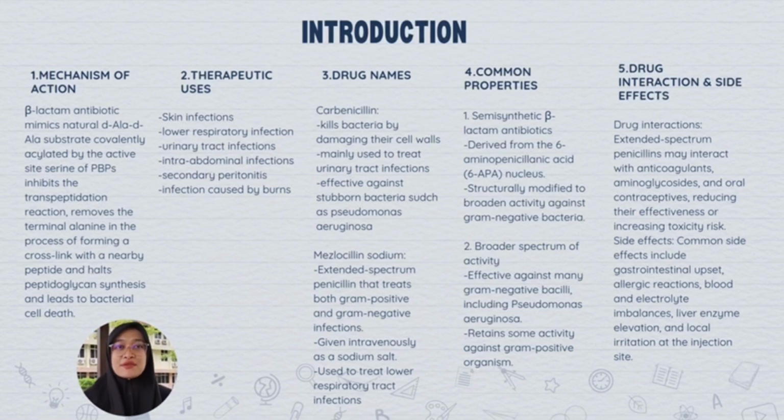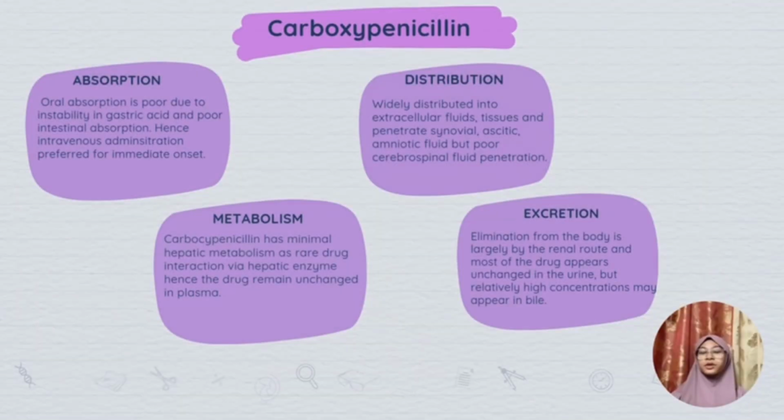Carbenicillin is mainly effective against gram-negative bacteria, especially Pseudomonas aeruginosa, while mezlocillin has a broader spectrum and can treat both gram-positive and gram-negative infections. However, extended spectrum penicillins may cause side effects such as gastrointestinal upset, allergic reaction, and potential drug interaction. Pharmacokinetics is the study of how the body processes a drug over time. It includes four main stages: absorption, distribution, metabolism, and excretion.